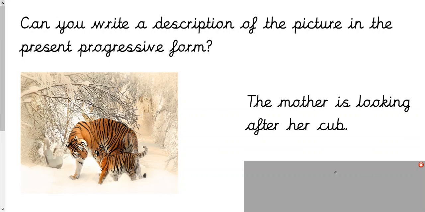So remember, you don't have to have the same sentence as me, just as long as it is in the present progressive form. So you've used is or am, and then a verb ending in ing.